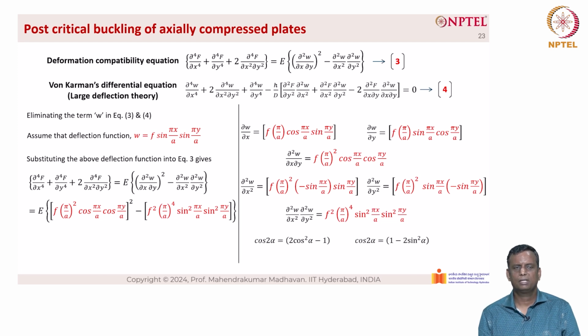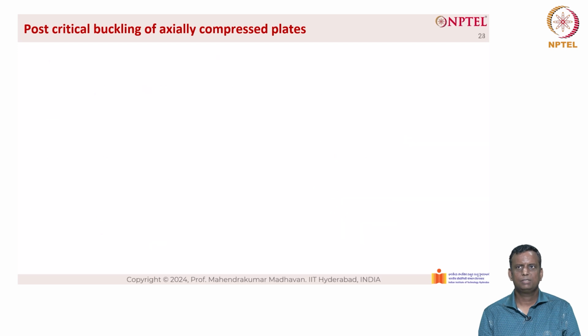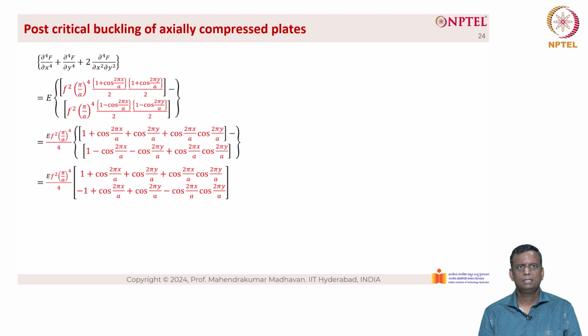And to simplify this further, we need to employ our high school mathematics, which is cos 2θ equal to 2cos²θ − 1. And cos 2θ can also be written as 1 − 2sin²θ. So when we plug it back, we have cos²θ equal to 1/2 into (1 + cos 2θ). Here we are representing in terms of alpha. So cos²α equal to 1/2 into (1 + cos 2α), and sin²α equal to 1/2 into (1 − cos 2α). So when we substitute the terms to the left hand side of the equation and we simplify this further, we get the equations that are seen on the screen.